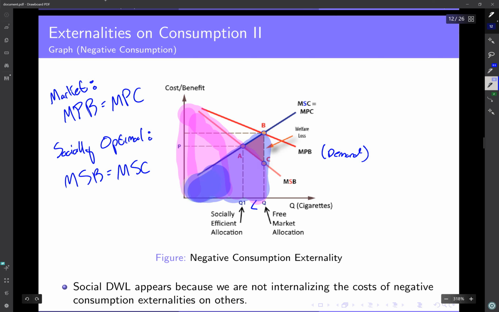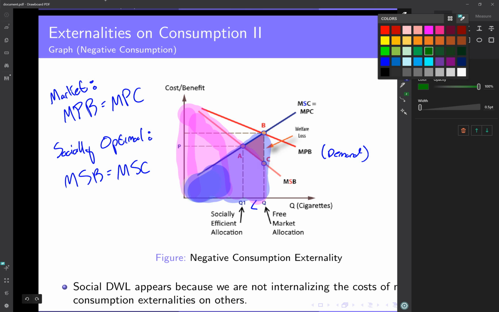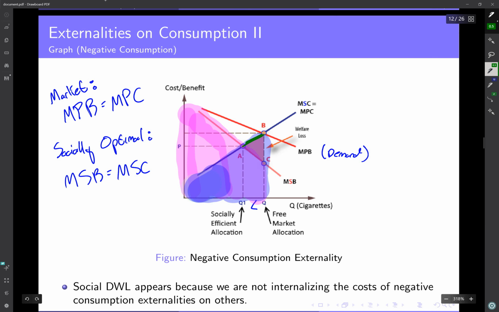Okay, and through this process, we see that there's an area where, because we're producing here at this free market allocation and not here at the socially efficient allocation, there's an area where we've got this social cost that is not being compensated with social benefit. Okay? That's going to be our deadweight loss.